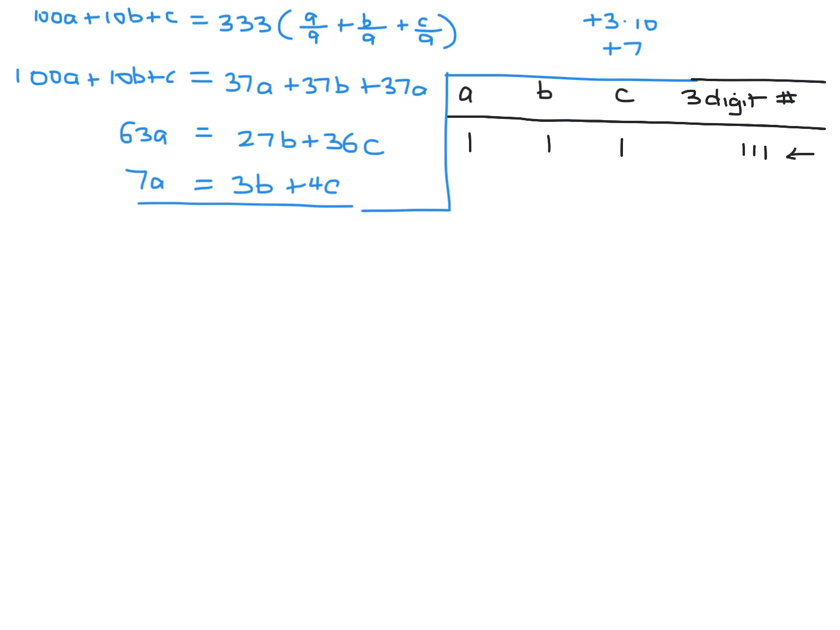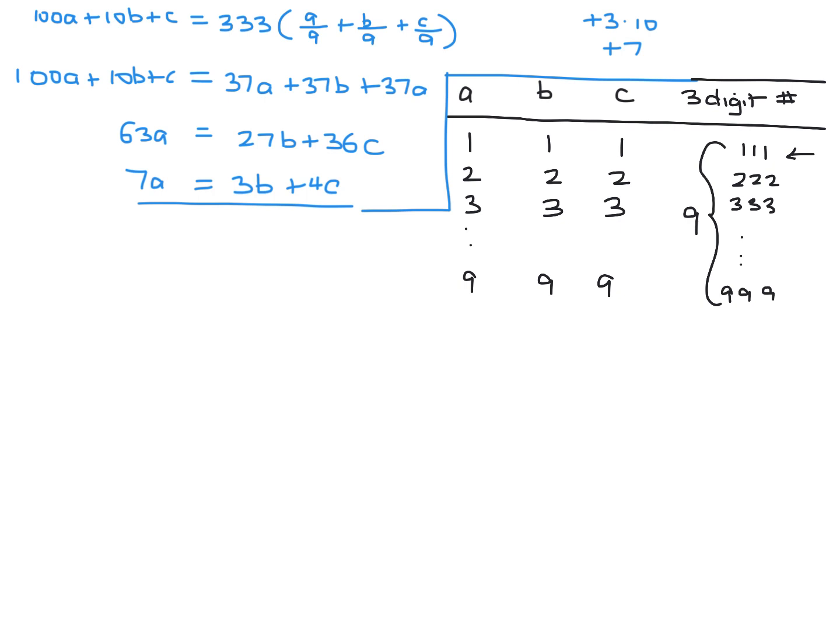Okay. And then I think you can also get 222, 333, and then so on, all the way down to 999. So all of those guys will work. So this gives me 9 numbers. But I think I can get a few more.